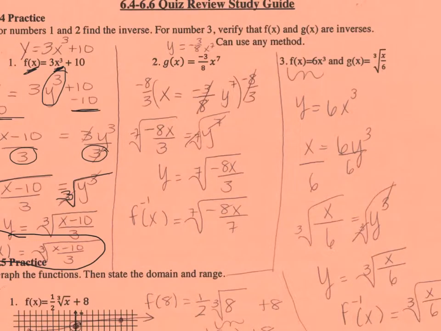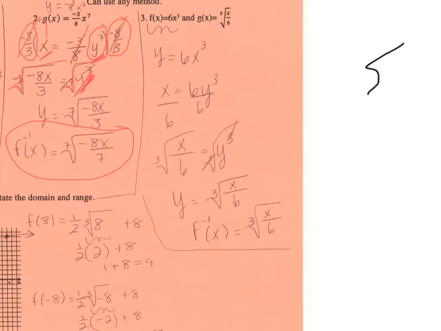For the next one, you want to do the same thing, so we interchange the input and output. We want to isolate y to the 7th, so we multiply by the reciprocal, negative 8 over 3. So on the right side, negative 3/8 cancels. On the left side, we get negative 8 thirds times x. To undo the 7th power, we take the 7th root, because odd index, no plus or minus. So here's our answer, our inverse equation.